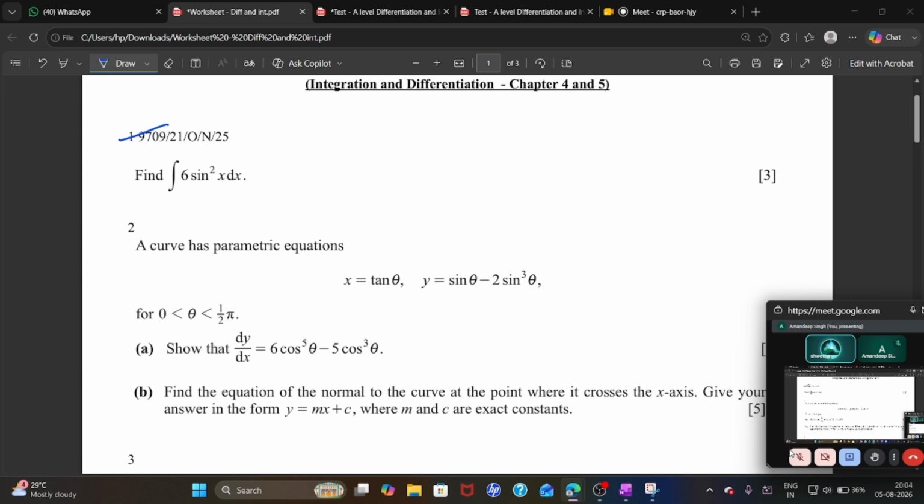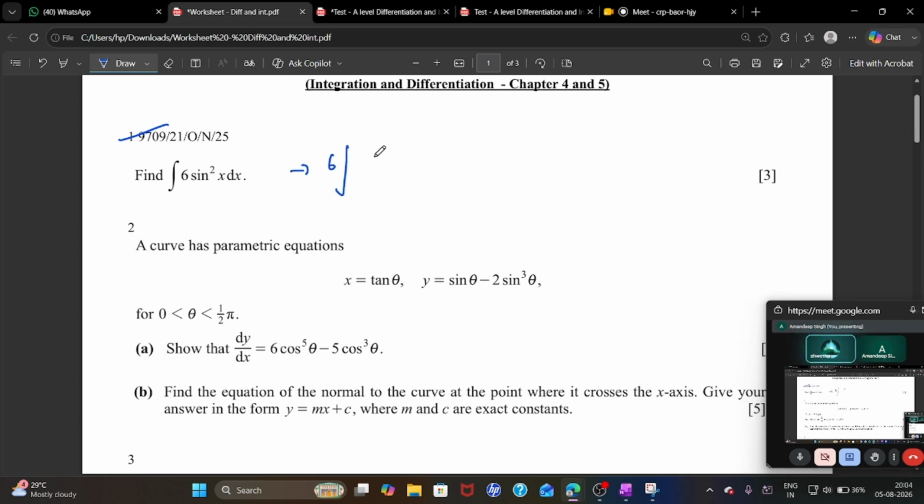Minus 12 sin x cos x. Minus 12 sin x cos x. Yes. Minus 12 sin x cos x. How did you approach this question? I took the 6 outside.